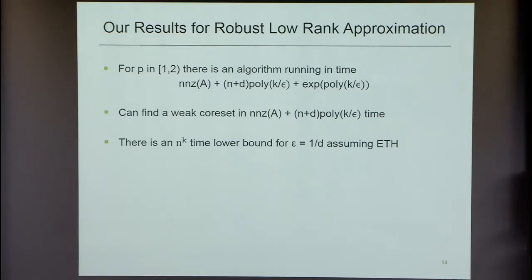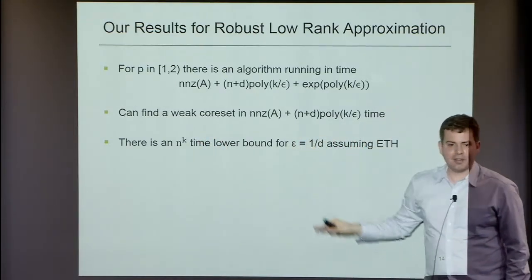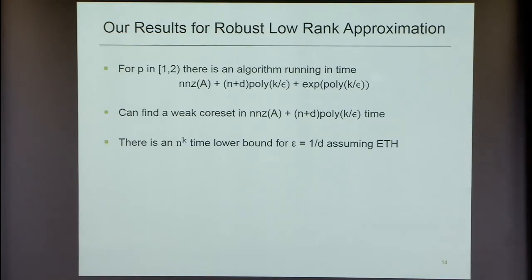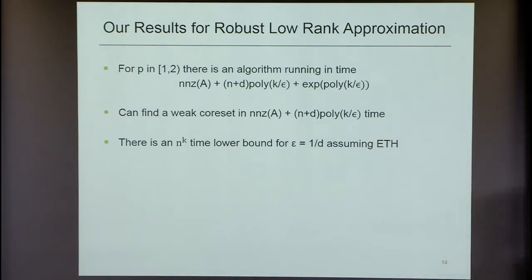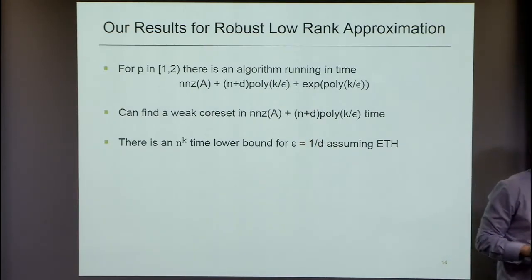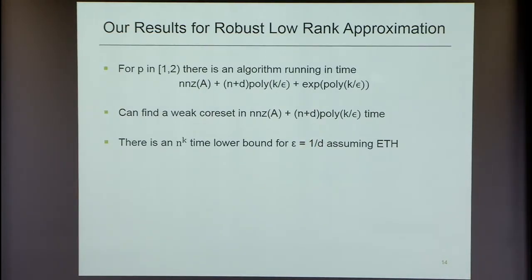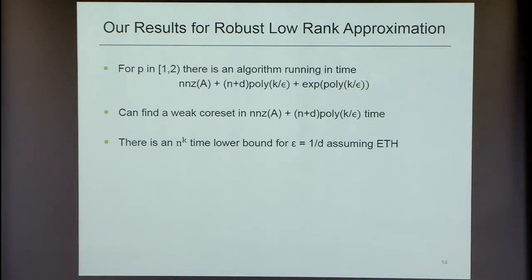What we show is, assuming the exponential time hypothesis, there is an n to the k time lower bound if epsilon is 1 over d. Okay, so what this means, interpreting this, is you can't actually get an algorithm which is polynomial in all of the parameters, n, d, k, and 1 over epsilon. But we don't know if the problem is still hard if epsilon is a fixed constant. So that's an open question I'll mention again later. But at least, it suggests that I can't completely get rid of this exponential term.